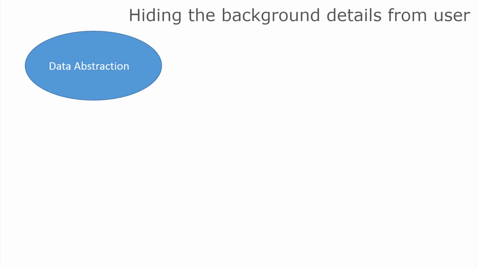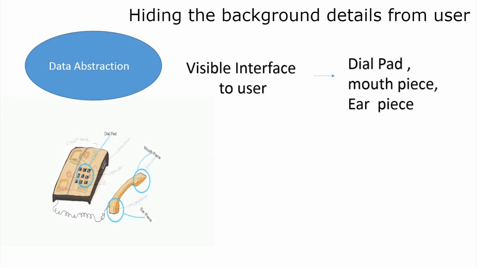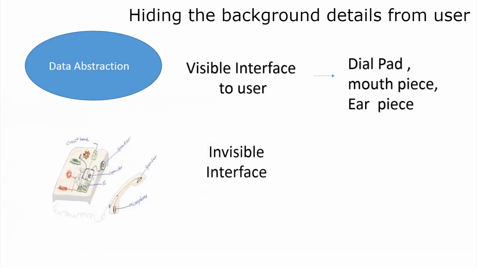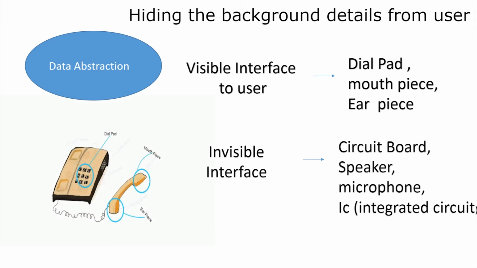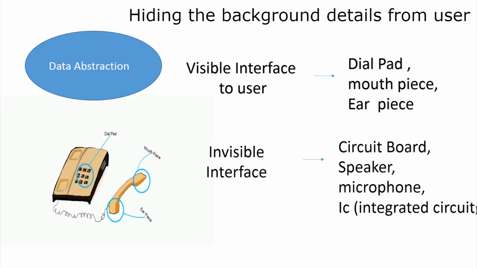Data abstraction. This is a process of hiding background details from the user. It is a technique which relies on the separation of interface from implementation. Let's take a visual example of a telephone. The user can see its dial pad, mouthpiece, earpiece, but cannot see its internal components like the circuit board, speaker, microphone, IC integrated circuit, so here background data is hidden from the user.